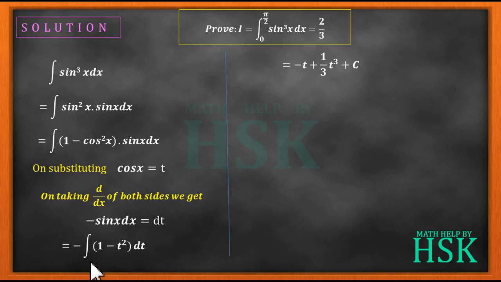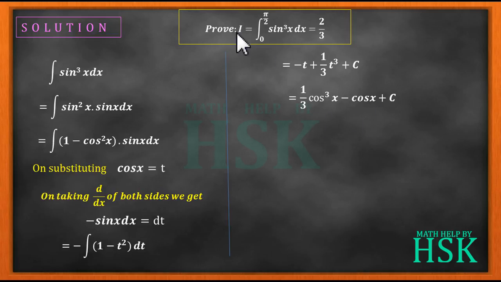and on multiplying the minus sign, which is outside the integral, I'm going to get this as equal to minus t plus t cube upon 3 plus c, or I can write this as equal to 1 upon 3 cos cube x minus cos x plus c. So the value of this indefinite integral is equal to this much. Now to calculate the value of I, I have to just place the limit to this value.